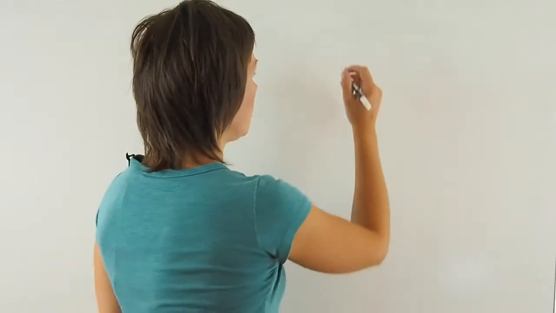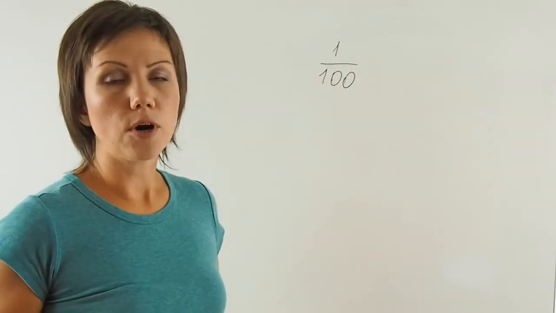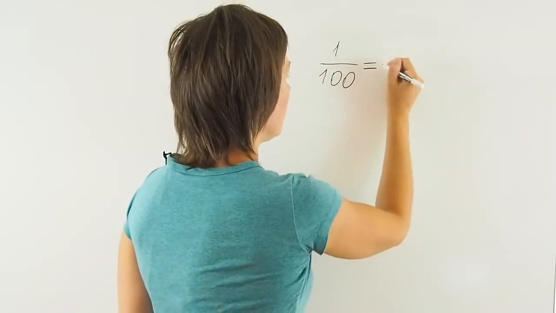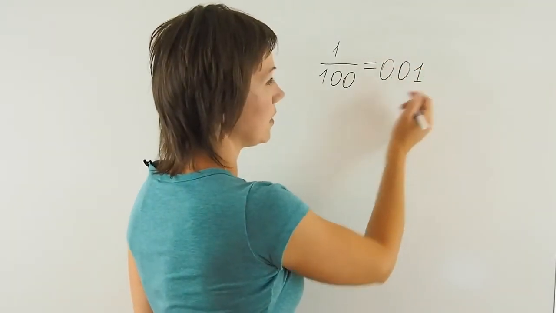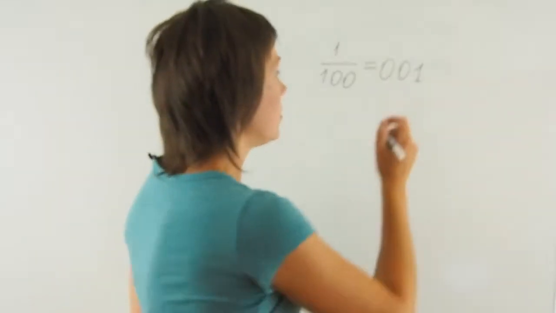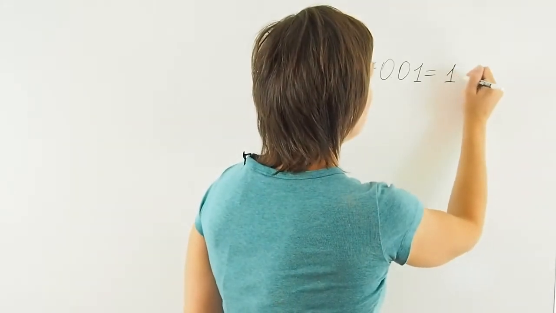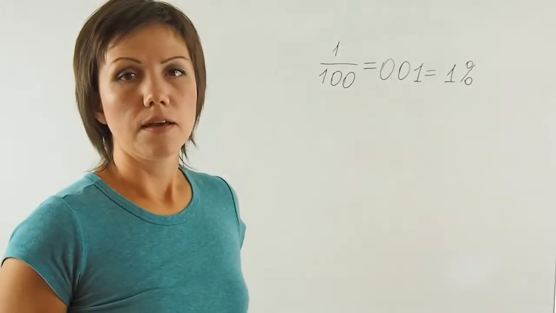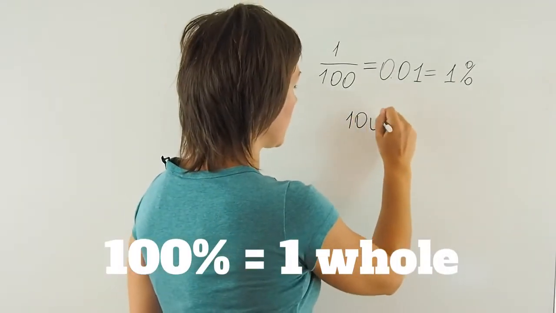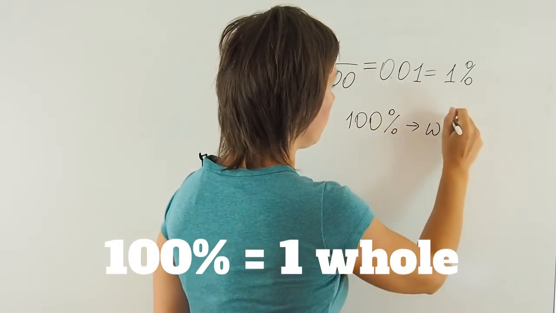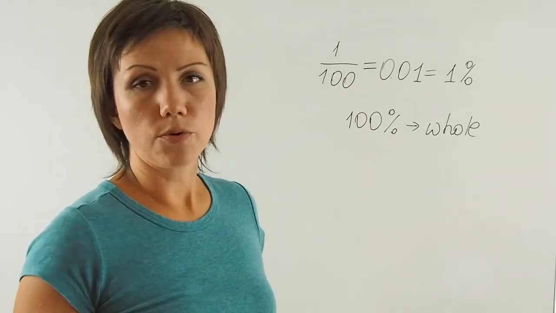So say you have 1/100ths. What it means is, if I convert it into a decimal, is 0.01 or 1/100th of a decimal. But it can also be written as a percent, which is 1%. 1% out of 100%. 100% is the whole. It's the total. And 1% is a portion of it.